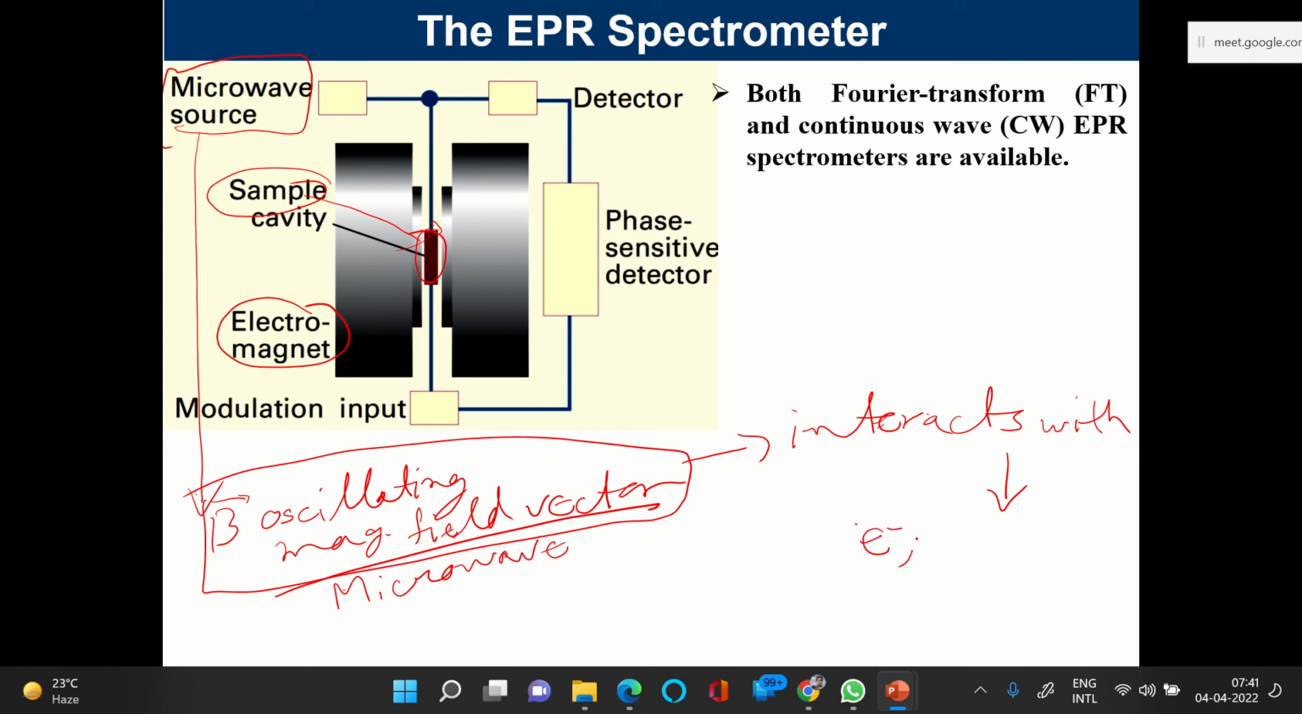Electron, the tiny magnet. Understand it this way. Electron, a tiny magnet, that is a magnetic dipole. It is a magnetic dipole that we are talking about. So this is how you have to first fundamentally understand the thing. You have an oscillating magnetic field component in the radiation that will interact with it.